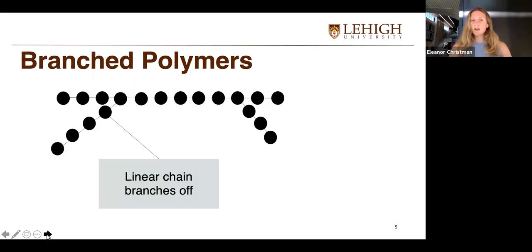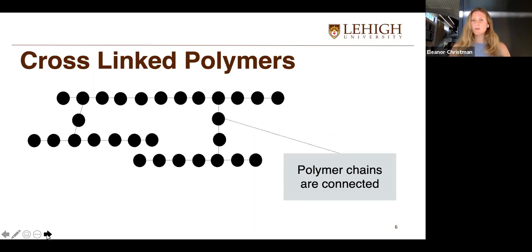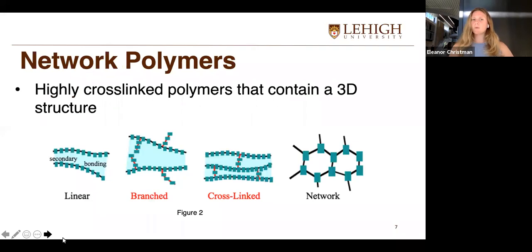Then we also have branched polymers where linear chains branch off, cross-linked polymers where the polymer chains are connected to one another, and then network polymers, which have a 3D cross-linking structure. As you can see, they're the most cross-linked and connected to each other.